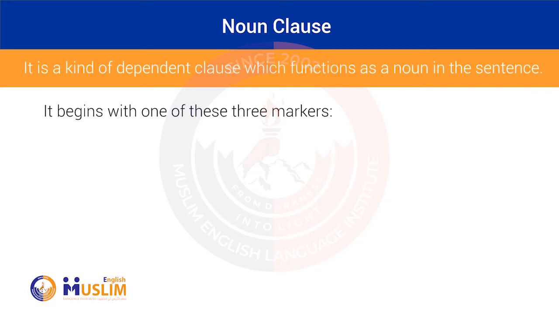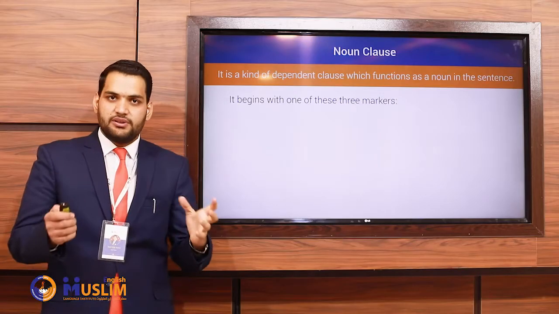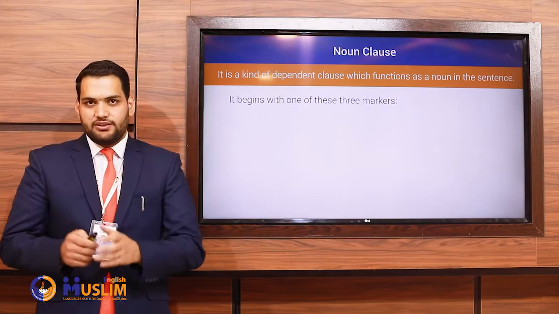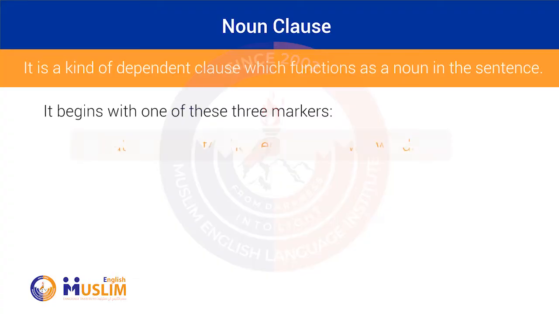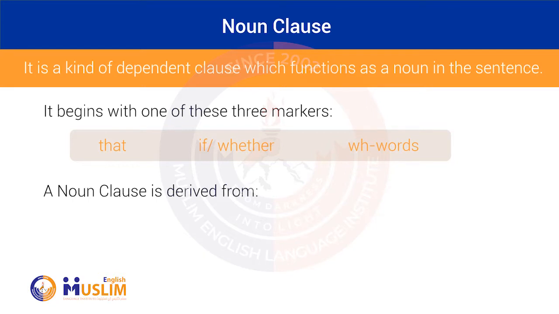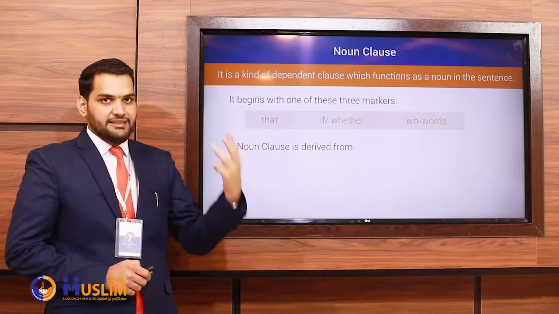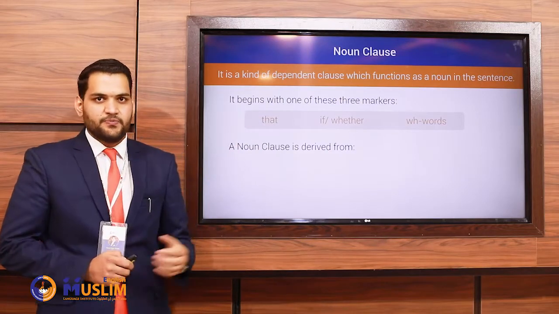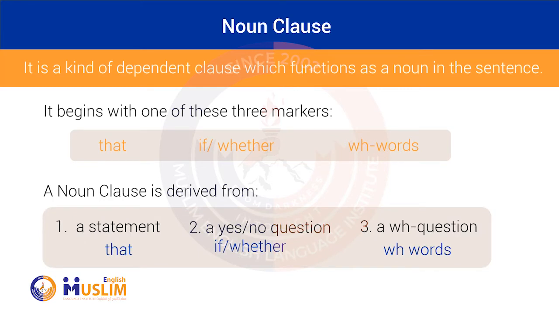It begins with one of these three markers. I'm sure that you're familiar with the word markers. Every clause has markers. The markers of noun clause are that, if or whether, and WH words, all the WH words. Now, a noun clause can be derived from three things, or you can say a noun clause has three different types. Number one, a statement. Number two, a yes-no question. And three, a WH question.